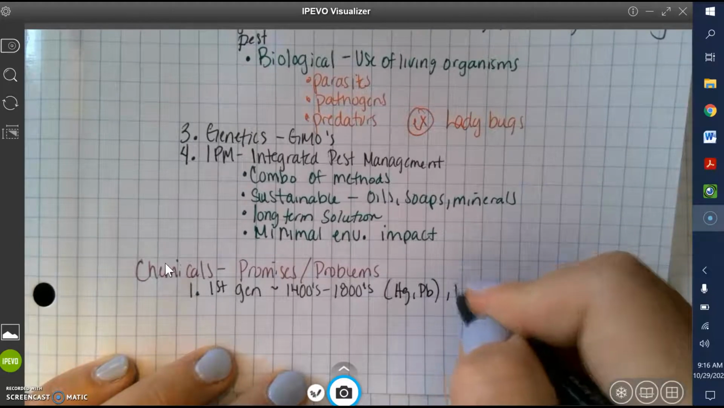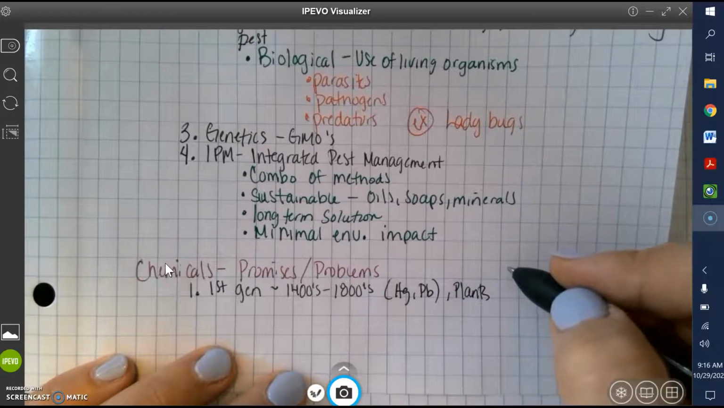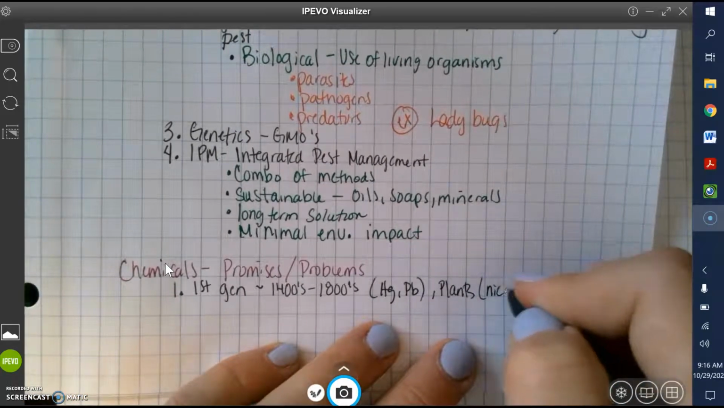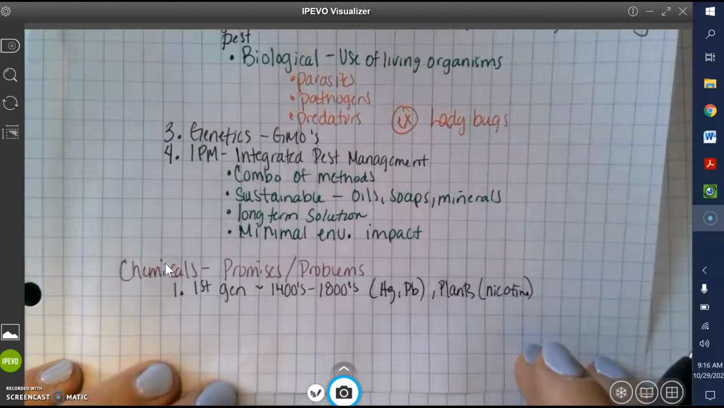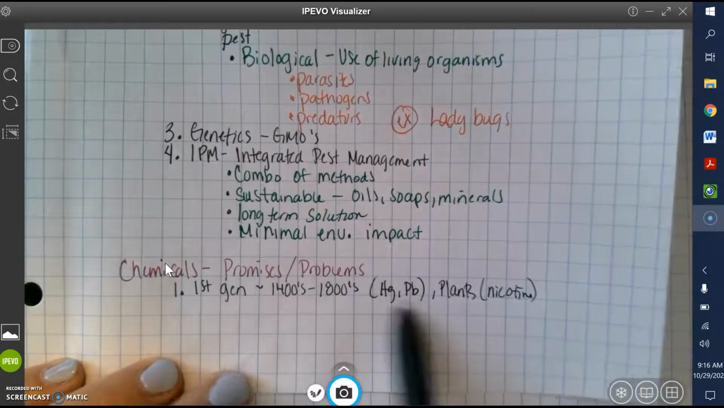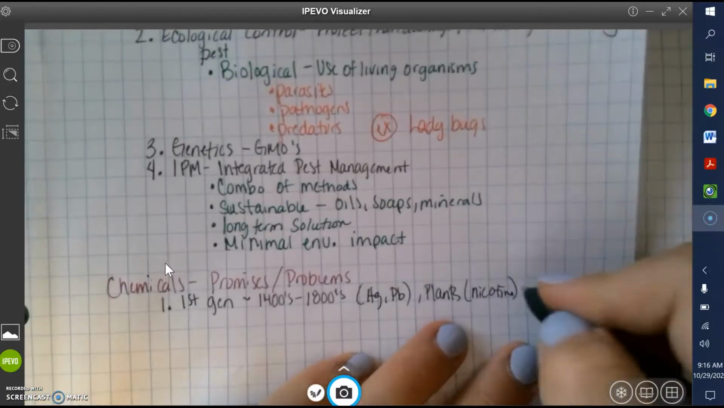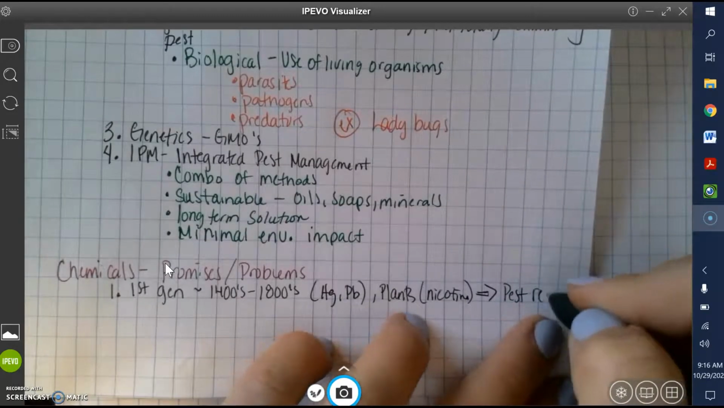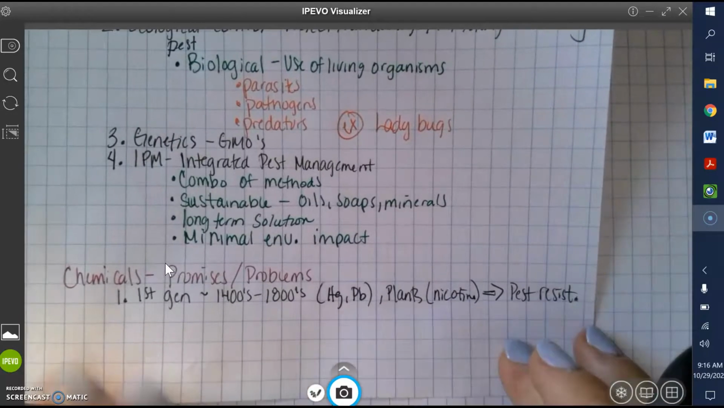We were using other plants, right? Botanicals, some type of natural plant extract like nicotine, for instance, to kill off other pests. But once again, even though we're using these, we still have pest resistance. So eventually this leads to pest resistance, right? No matter what we're using here. Resistance.